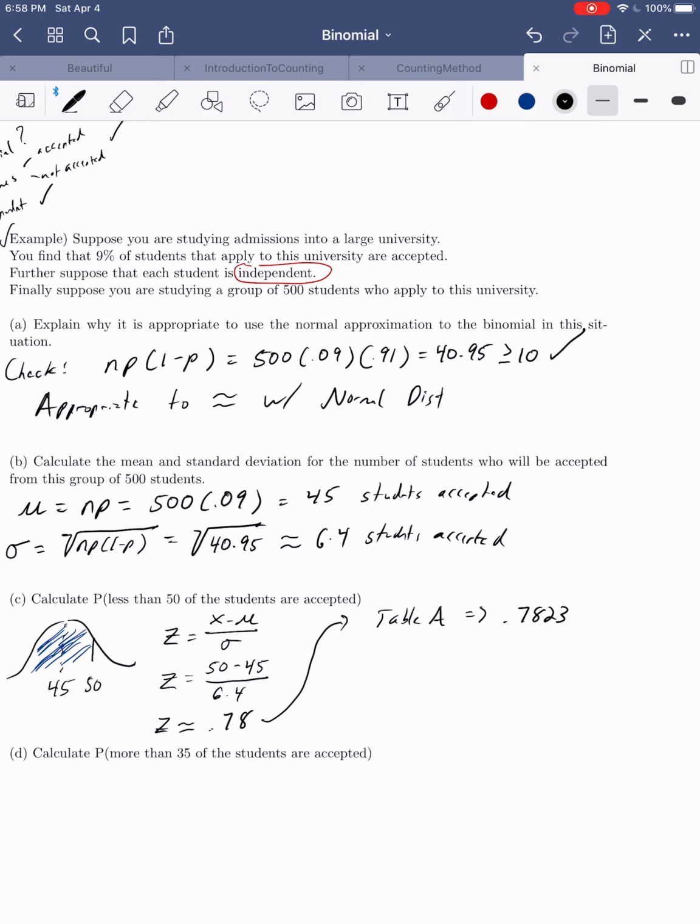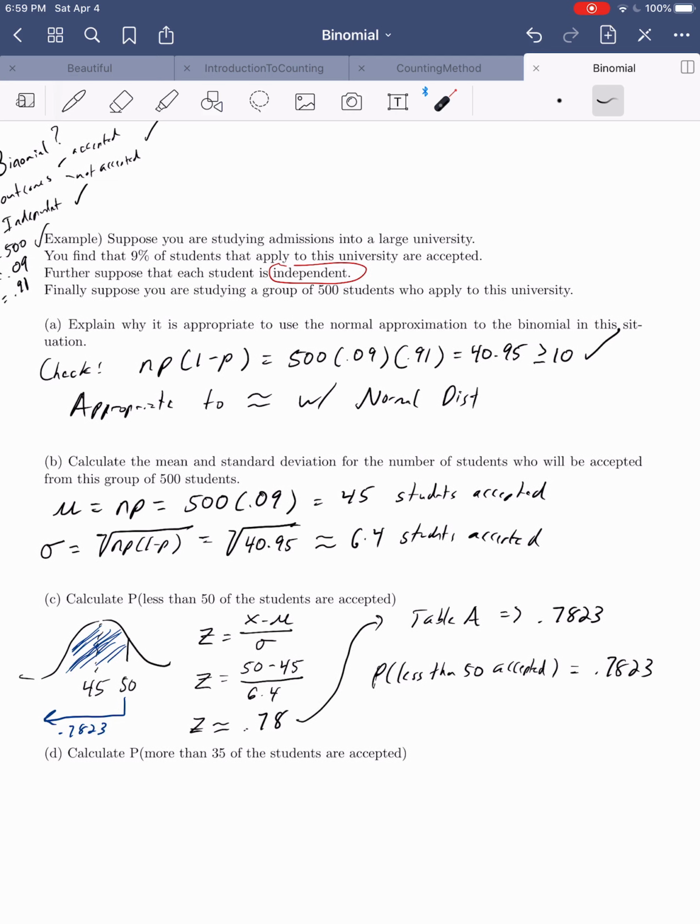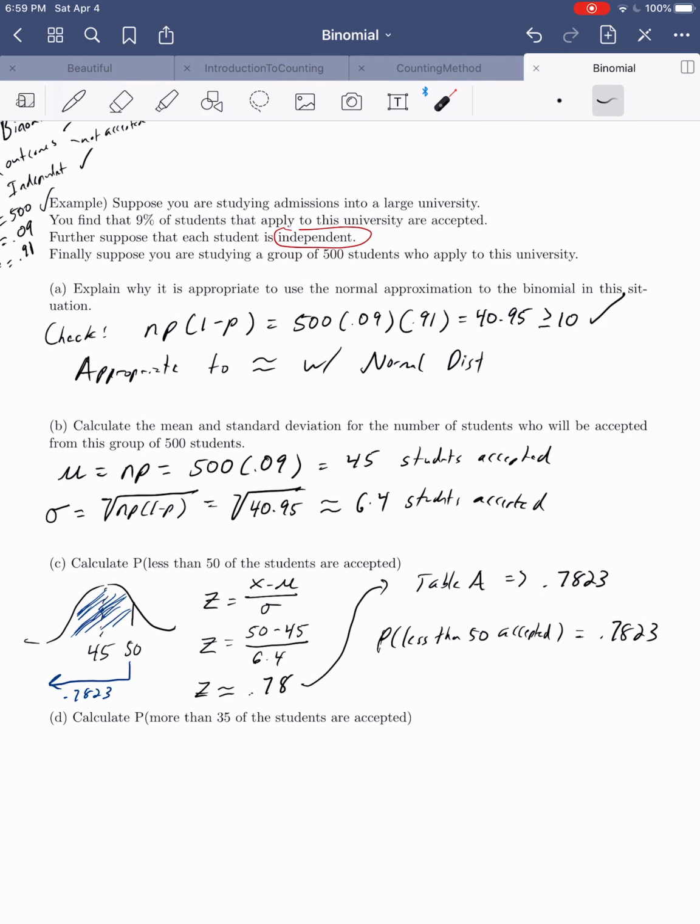Let's put that onto our diagram. That's the stuff to the left, 0.7823. Does that match up to what we wanted? It does. So that is our probability. So we can say the probability less than 50 accepted is 0.7823. So if you've got 500 students that apply, the chance that less than 50 are accepted is about 78%.